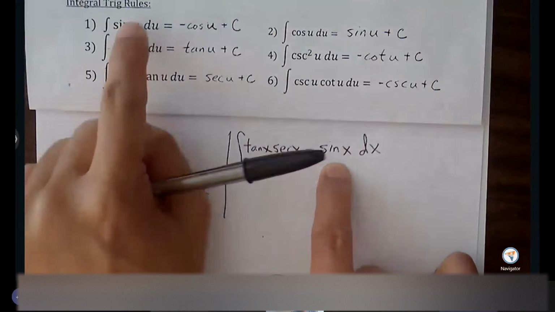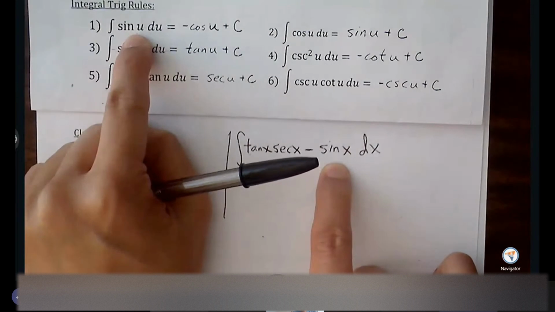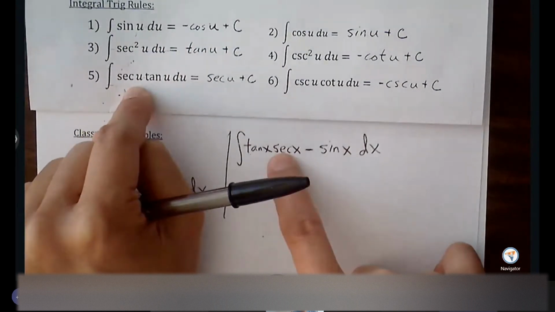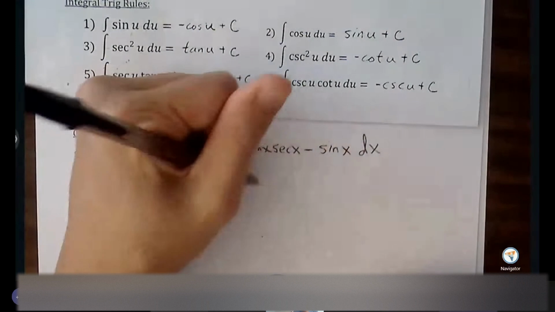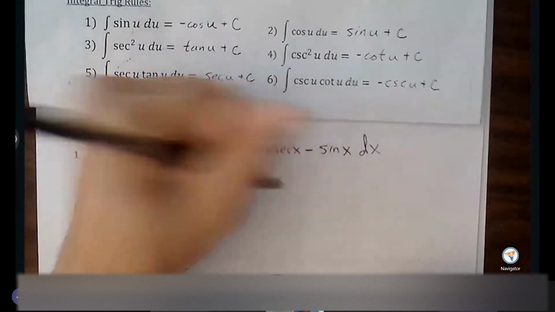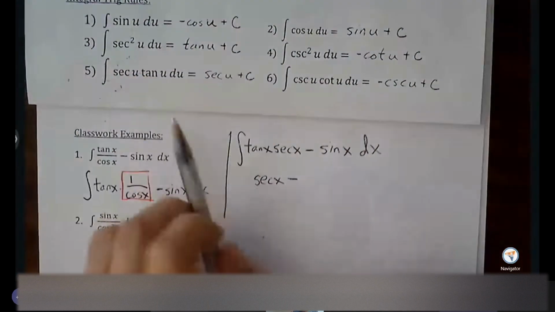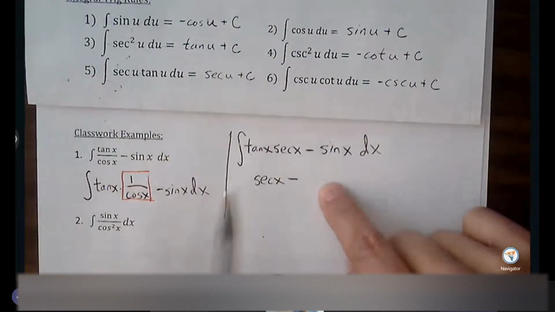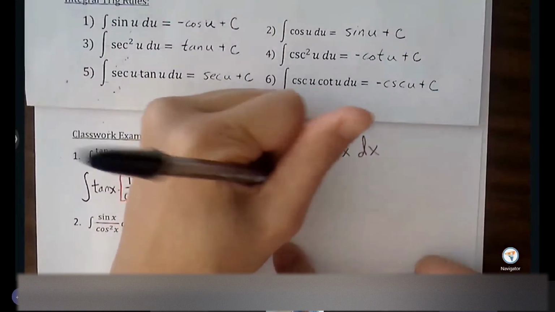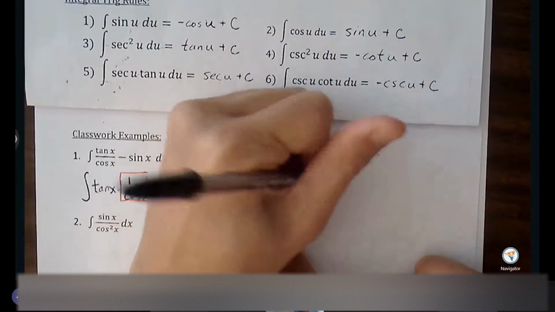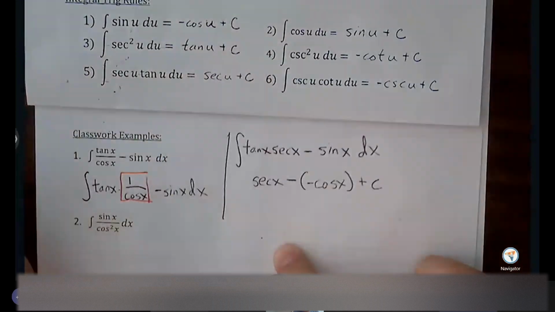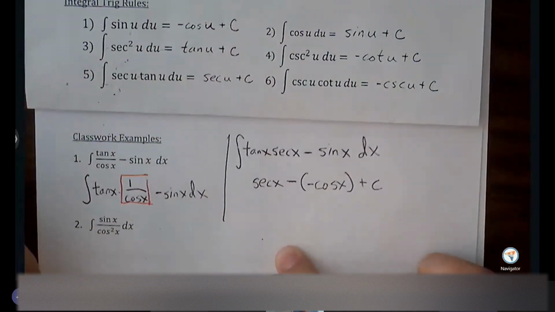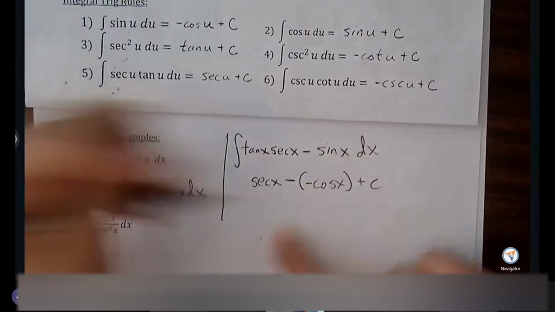And then sine, we have a rule for sine as well. Okay, so secant tangent becomes secant. Sine becomes a negative cosine. We've got to keep track of our multiple negatives here. Two negatives become positive.